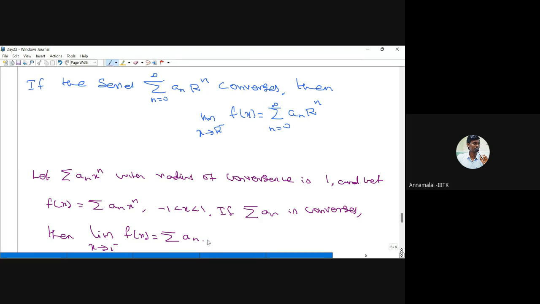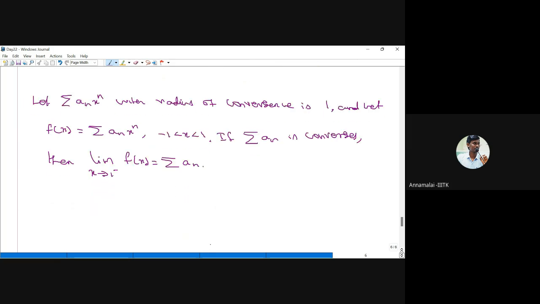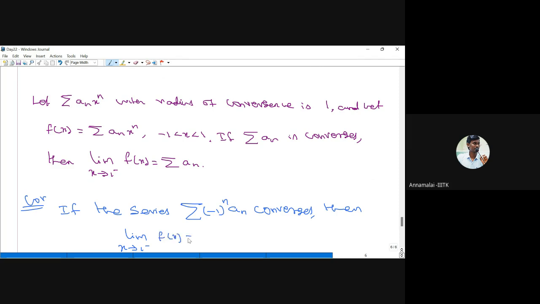Now, what is the corollary of this? Suppose the series summation minus 1 power n a_n converges, then limit x goes to 1 minus f of x is just this term, summation minus 1 power n a_n, where f of x is the summation a_n x power n.